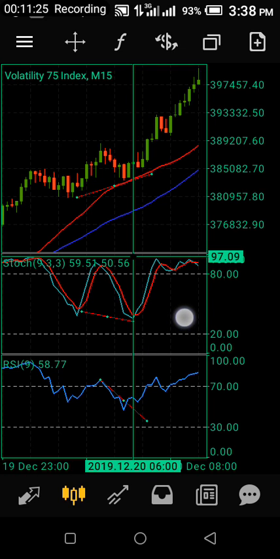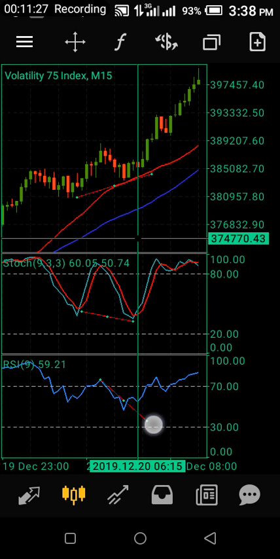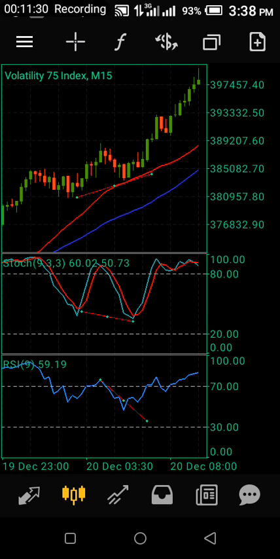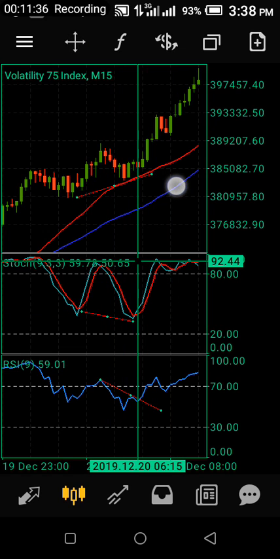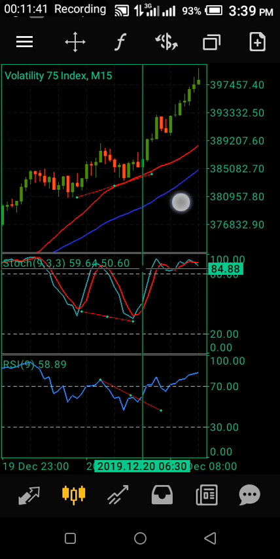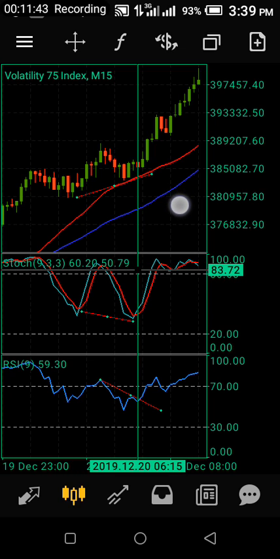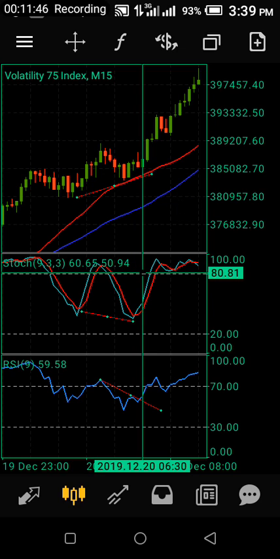Then anytime it breaks that line, this is it. It depends on the way you draw it. Then what do we do? Can you see here now, the line on the RSI has broken. Then you start buying. How are you going to make money? In fact, it works on any pair in Forex and on the volatility index.